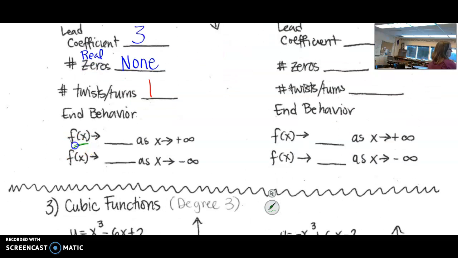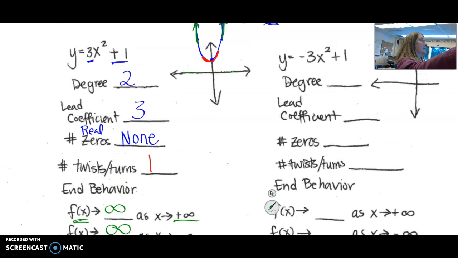So f of x, which is our y, is going to what as x goes to positive infinity? Again, the answers are going to be either positive infinity or negative infinity. For both ends of this graph, as x goes to positive infinity and negative infinity, the y coordinates are going to positive infinity. You don't need to write the plus sign if it's positive infinity. You can, but you do need to write it if it's negative infinity.